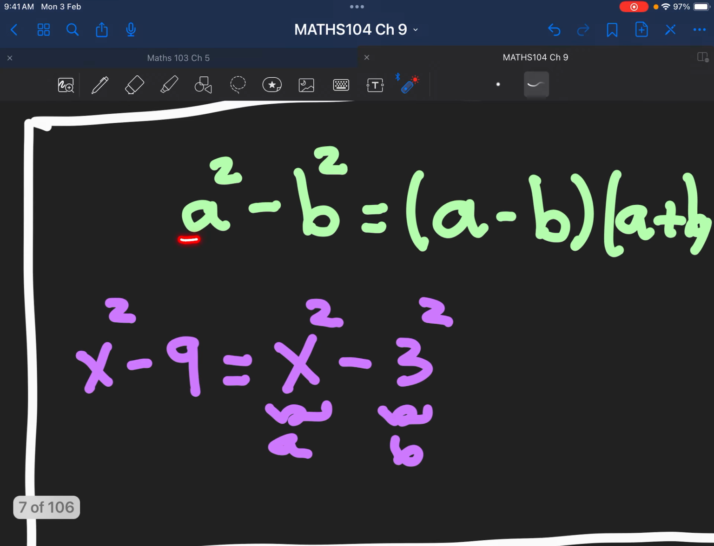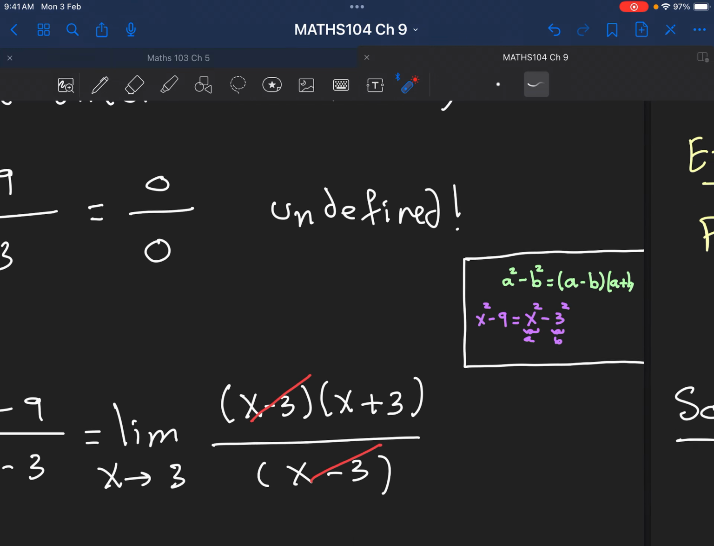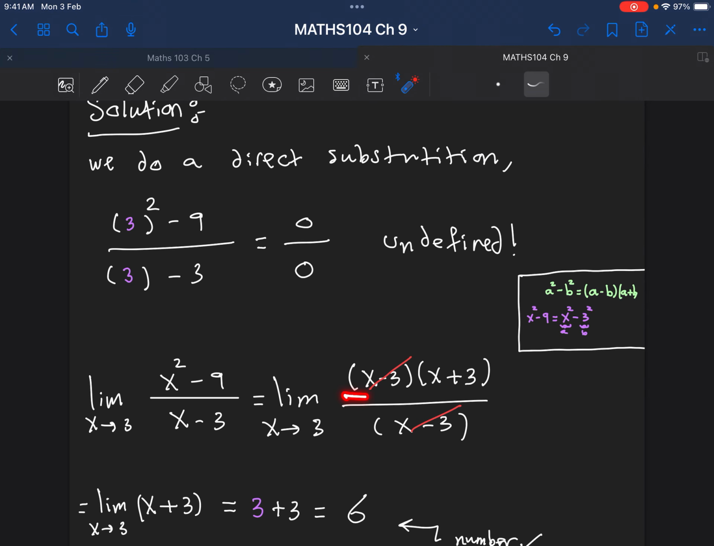A squared minus b squared, which is x squared minus 3 squared, will be (a minus b), so it will be x minus 3, times (a plus b), which will be x plus 3. We plug in this here. Cancel, cancel. So what's left is only x plus 3, and that's what we get here.